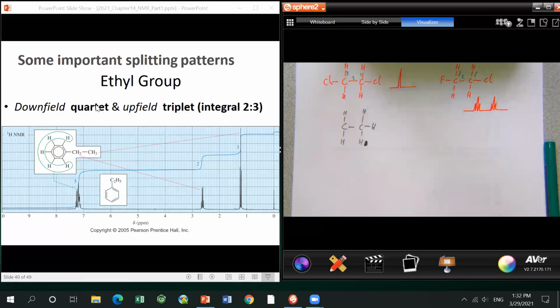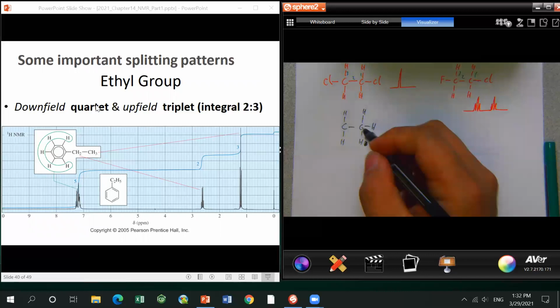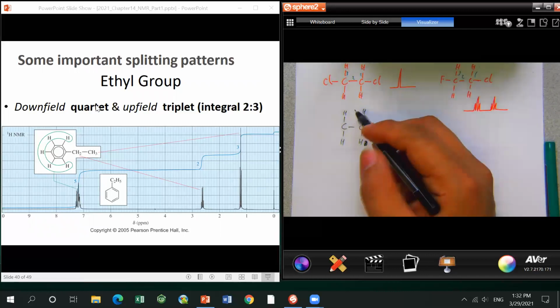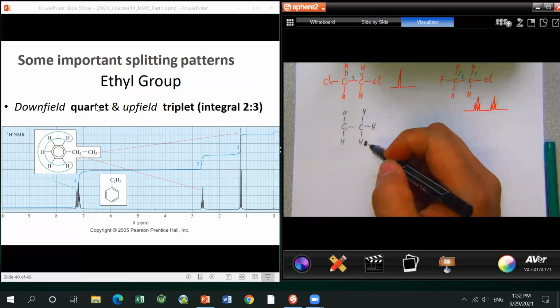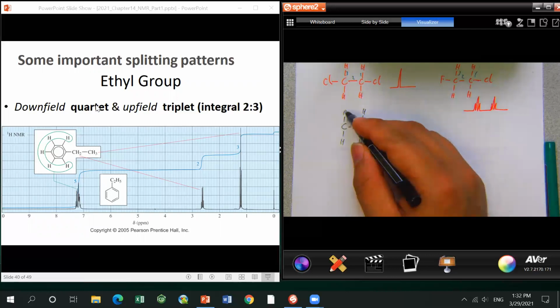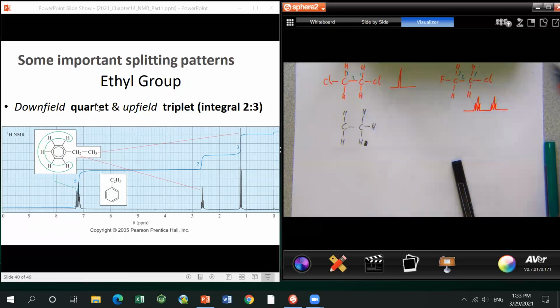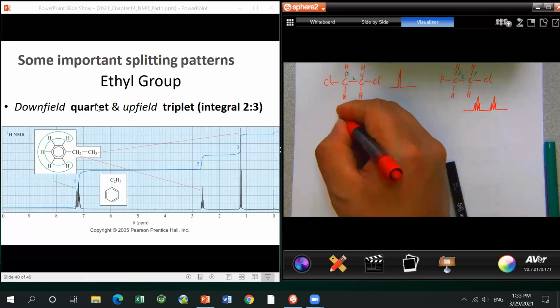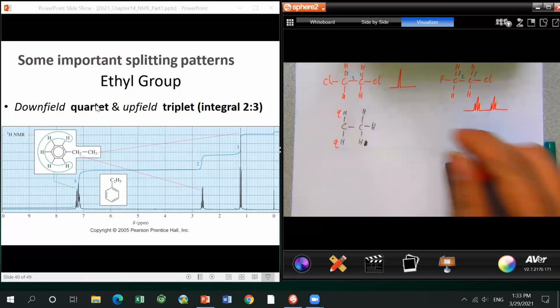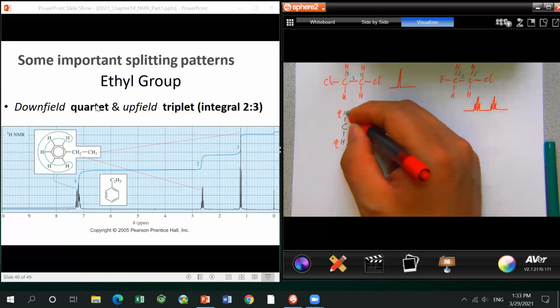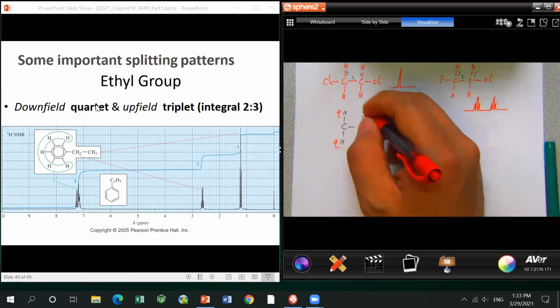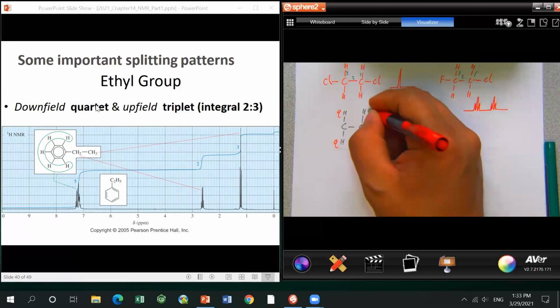For the CH2, there are a total of three neighboring hydrogens, so 1, 2, 3, three bonds away. That's why the CH2 should appear as a quartet, which we label Q. And for the CH3, there are only two neighboring hydrogens, so by the 2+1 rule it's a triplet.